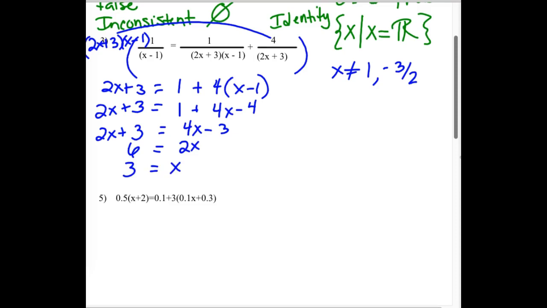Since we got a solution, and it isn't one of our restricted ones, right? It's not one that it can't be. So we would say this one is conditional. And the condition is that x has to be a 3.